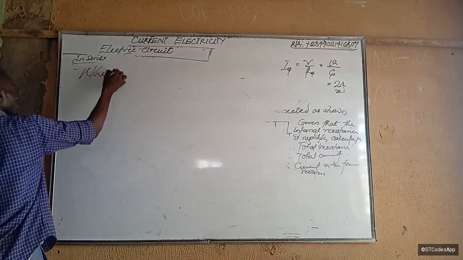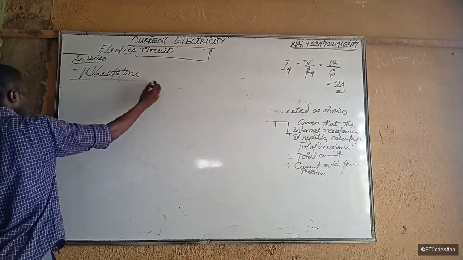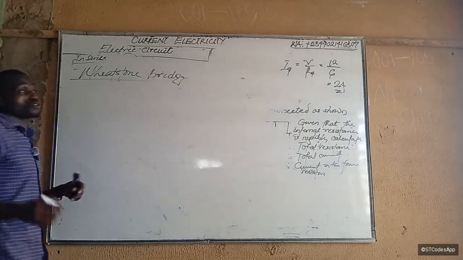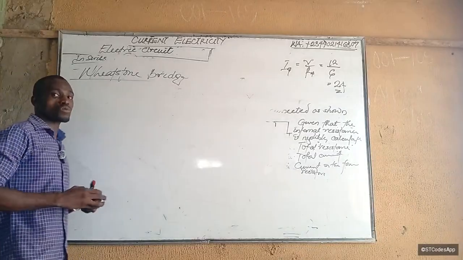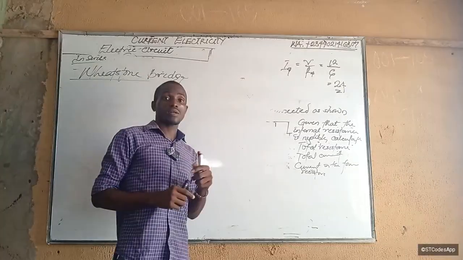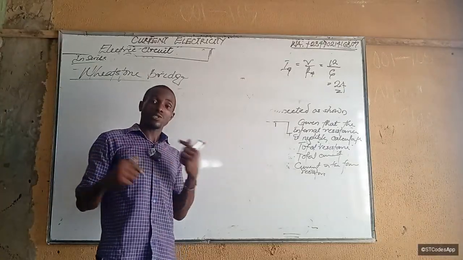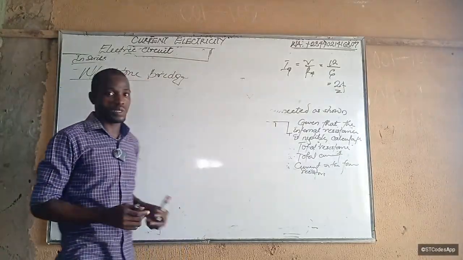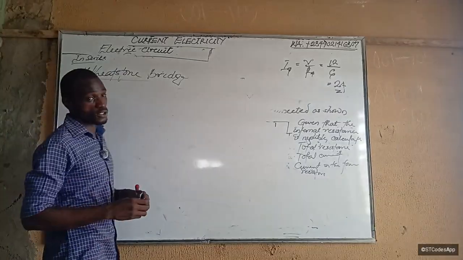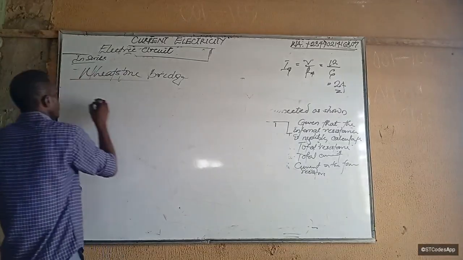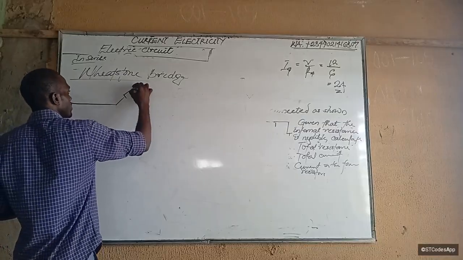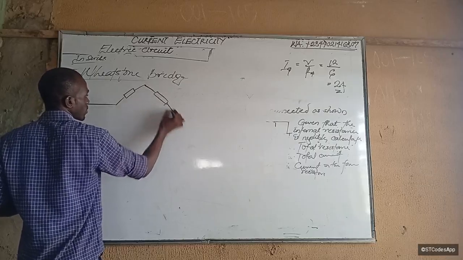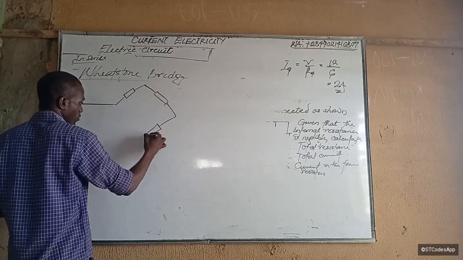Now, the Wheatstone bridge was named after a certain man, Wheatstone. I forgot his first name. The Wheatstone bridge is used to calculate unknown resistance. If you need more questions or more explanation on the Wheatstone bridge, meet me on that WhatsApp number, and I'm going to explain more about it. The arrangement is typically like this. It's very simple to calculate, so just stick with me.